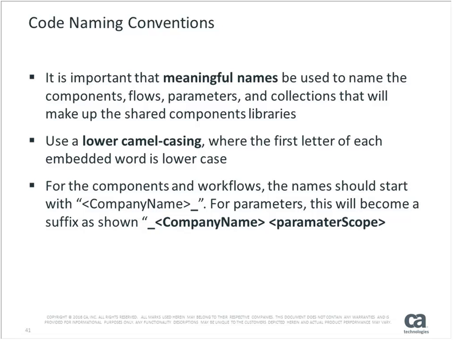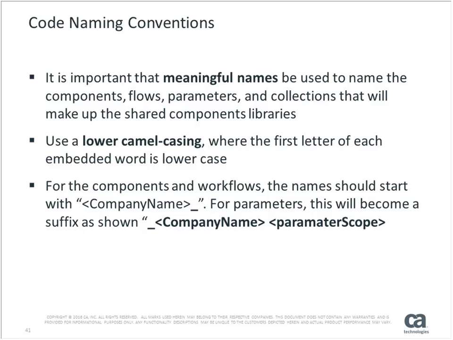It is important that, like I mentioned before, you provide meaningful names to the components, the flows, the parameters, and the collections that are going to be part of the shared components. The way we define this is by using lower camel casing. What do I mean by that? The first letter of each embedded word is lowercase.